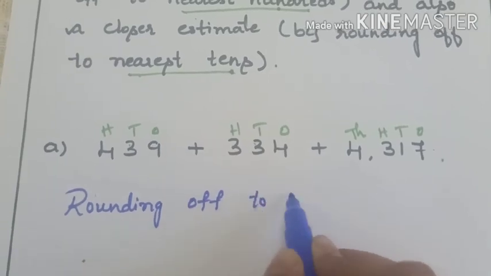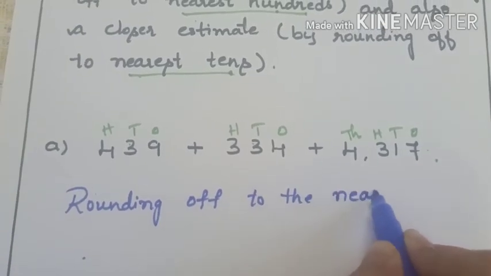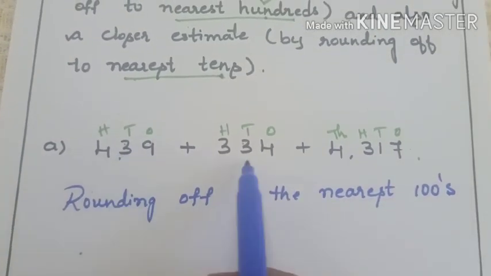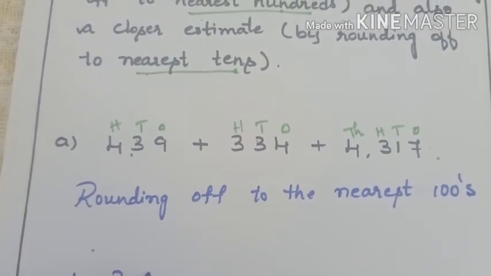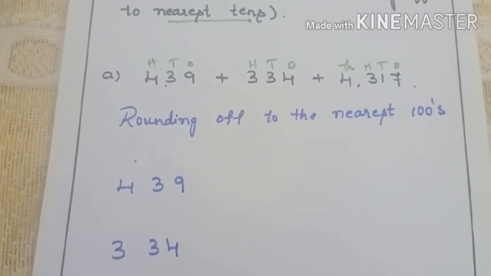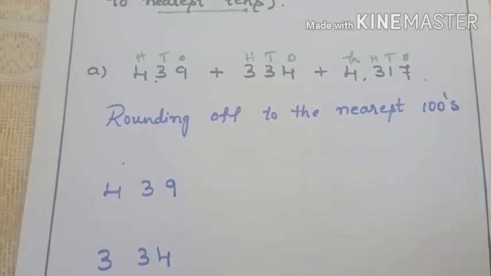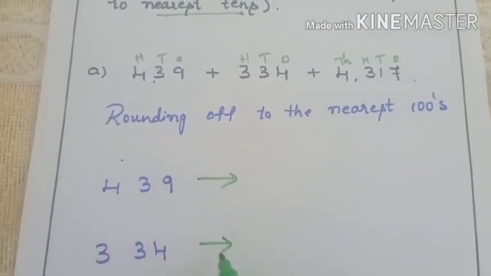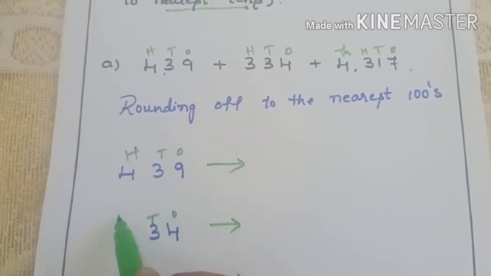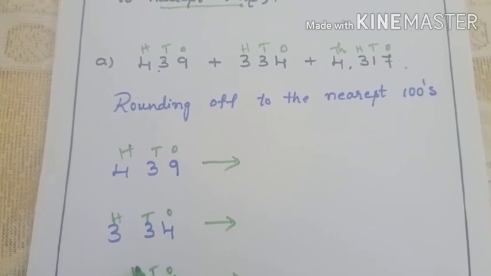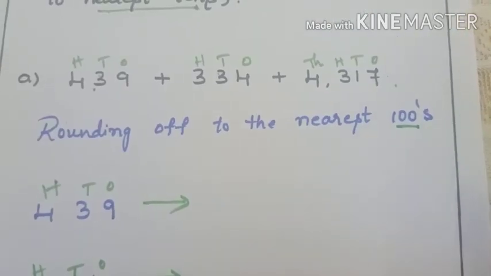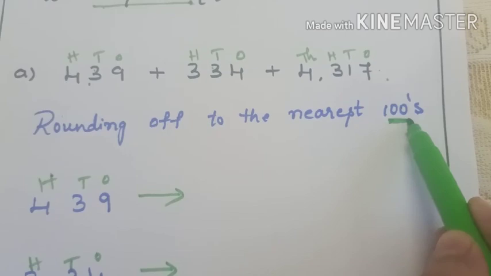Rounding off to the nearest hundreds. So write down these numbers one by one: 439 and then 334 and 4,317. Fine. Write their place values also. Ones, tens, hundreds, ones, tens, hundreds, ones, tens, hundreds and thousands. Fine. We are rounding off to the nearest hundreds. How many zeros? 2 zeros.